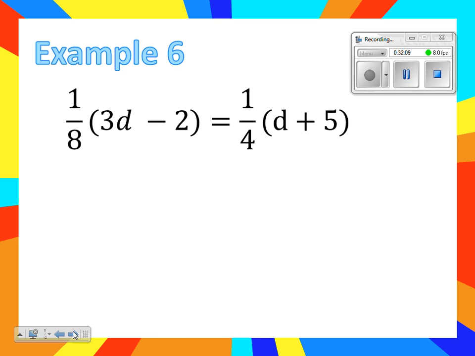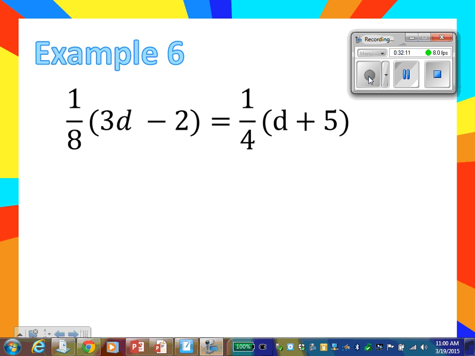All on your own. Talk me through it. Where am I going to start? Okay, so 1/4 times D is 1/4 D. And then? Well, you actually have to distribute. I do agree to get rid of the parentheses, but in order to do that, you got to do 1/4 times 5 as well. You got to multiply to everything on the inside. So 1/4 times 5 is 5/4.